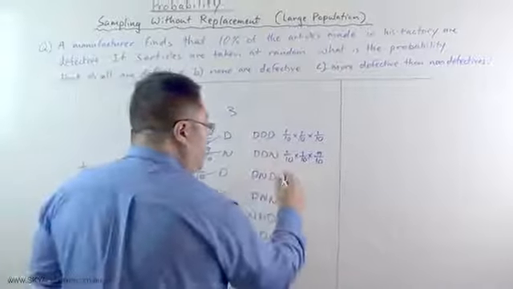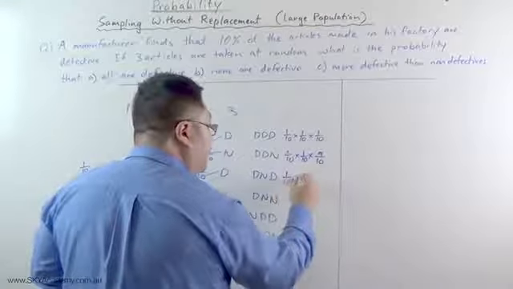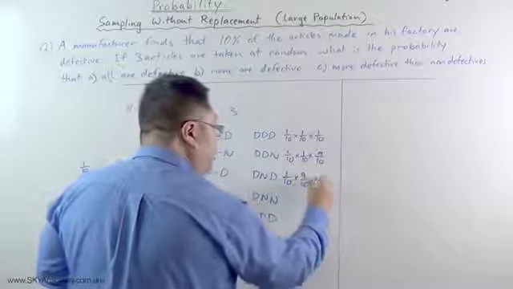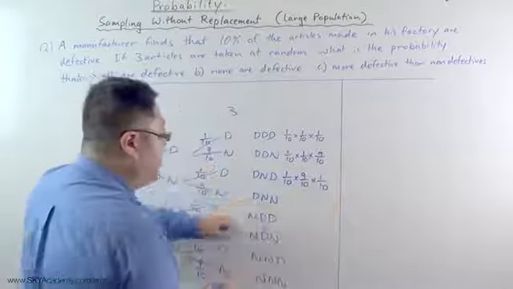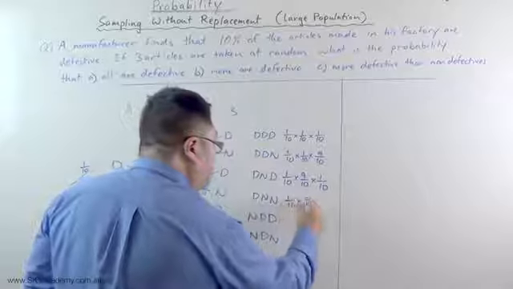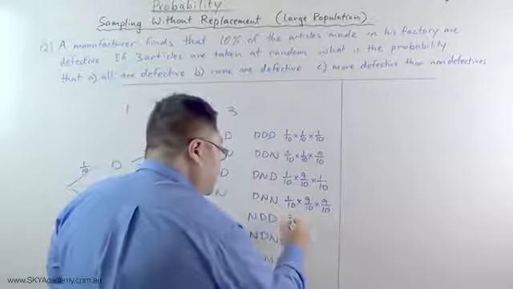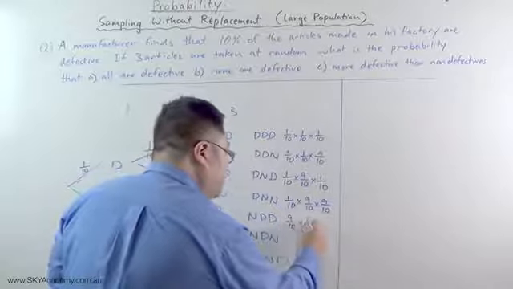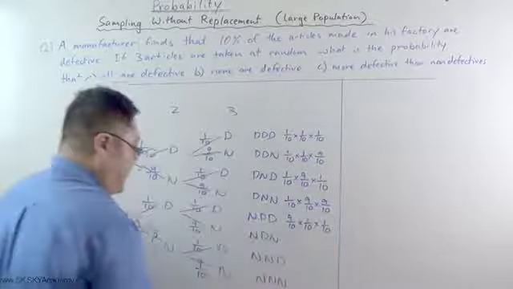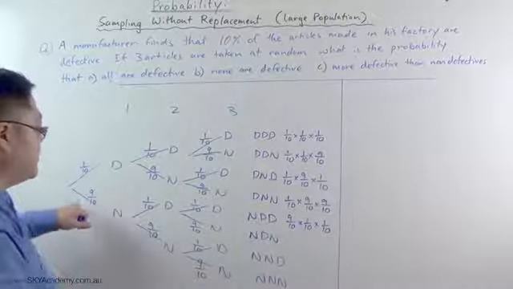DND would be, what would that be? 1 out of 10 times 9 out of 10 times 1 out of 10. DNN, 1 out of 10 times 9 out of 10 times 9 out of 10. NDD, 9 out of 10 times 1 out of 10 times 1 out of 10. And you can see what I'm doing, can't you?